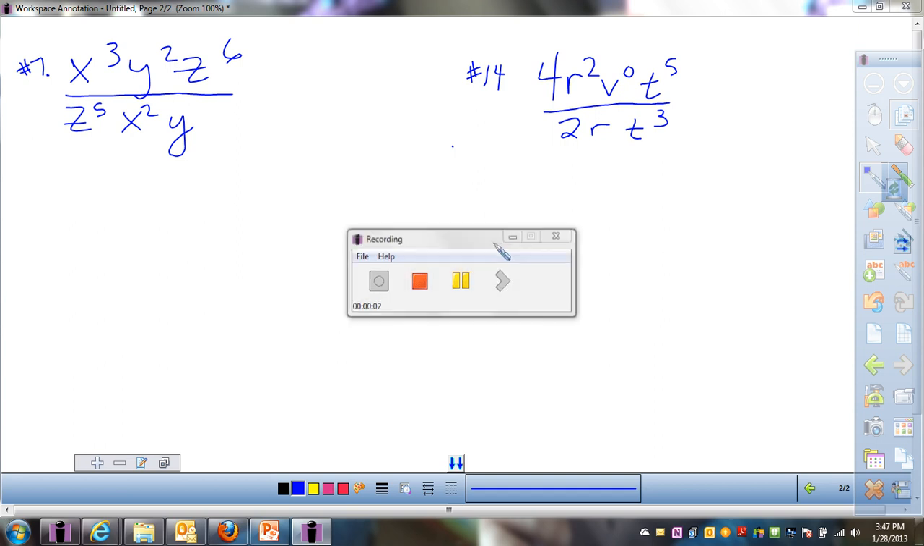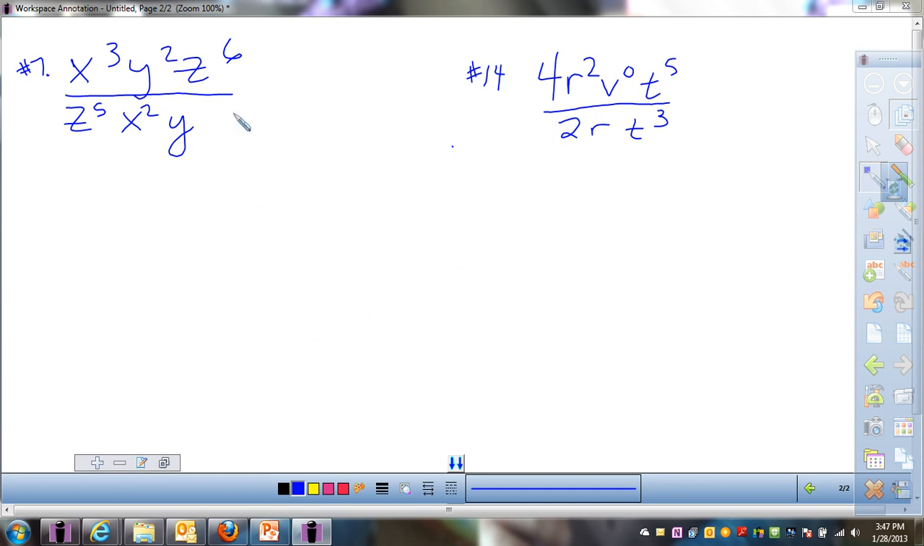Alright, so here's a little bit of homework help. Number 7 from the book. As you see, we're dividing monomials, and we've got some x's and y's and z's, and they're not in any particular order here. Number 7 tries to be tricky and mix them up. So we still divide them as we know how.